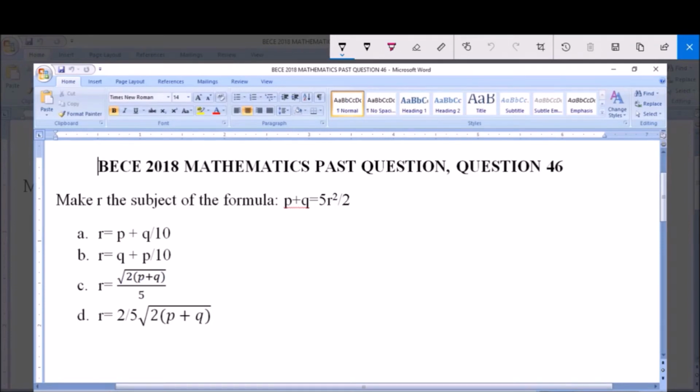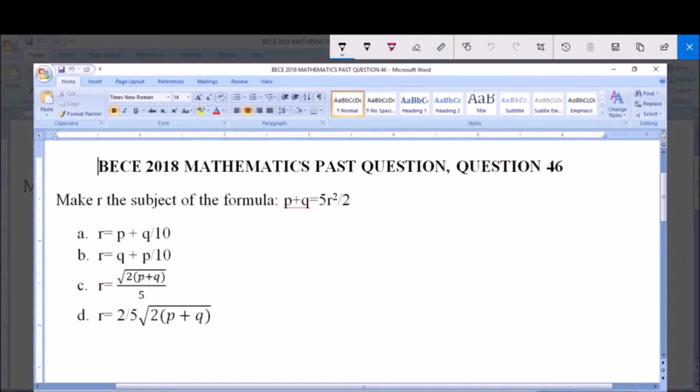A. R is equal to P plus Q over 10. B. R is equal to Q plus P over 10. C. R is equal to square root of 2 into P plus Q all over 5. And D. R is equal to 2 all over 5, square root of 2 into P plus Q.